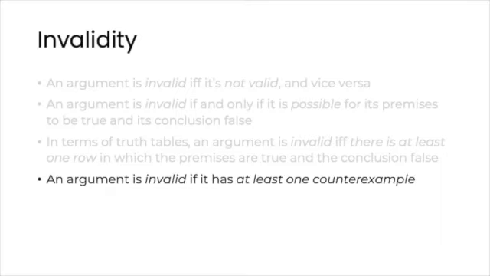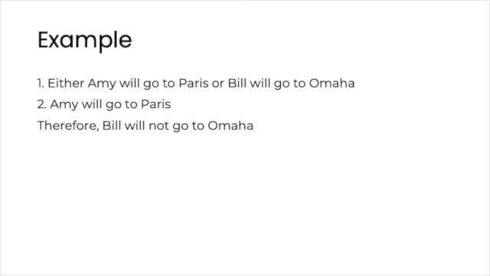That is to say, the argument is invalid if it has at least one counterexample. So when you look at it, what we did in our previous two examples is to test for invalidity. And since we failed to show invalidity, we declared the argument valid. But now look at the following argument. Either Amy will go to Paris or Bill will go to Omaha. Amy will go to Paris, therefore Bill will not go to Omaha.